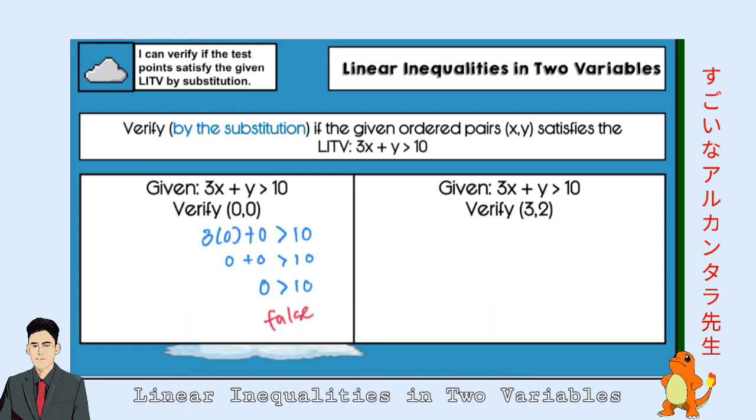Next one, let's have (3, 2). So you're going to have 3 times 3 plus 2 greater than 10. So 9 plus 2 greater than 10. That's 11 greater than 10. And we know that this one right here is true.